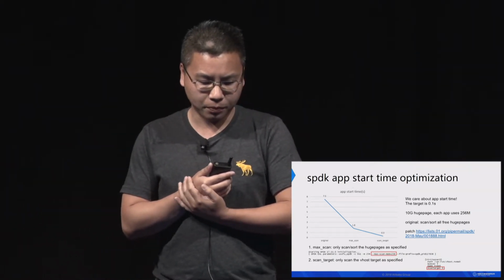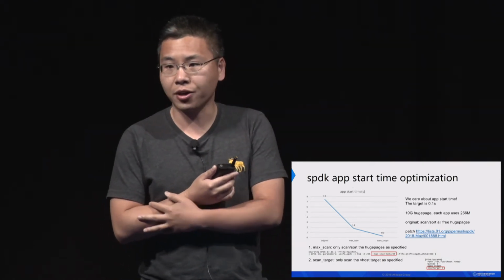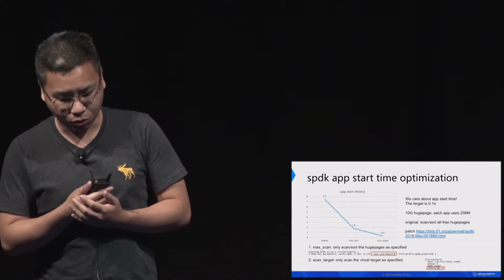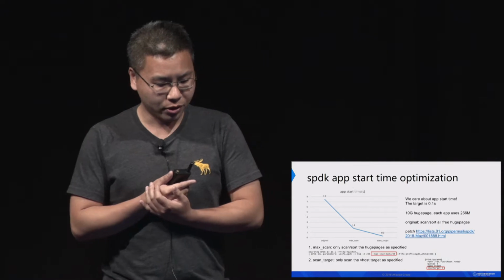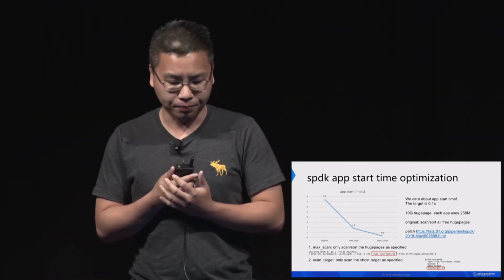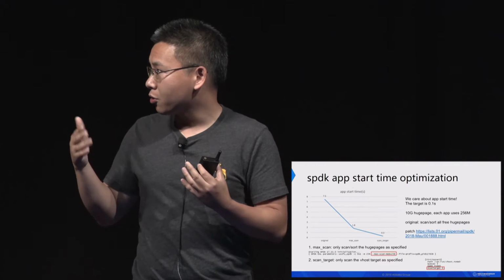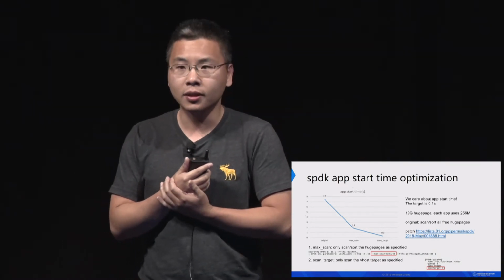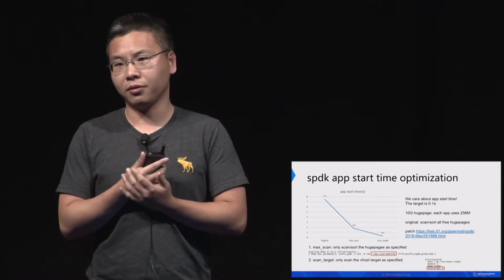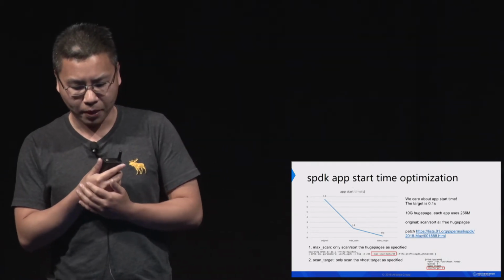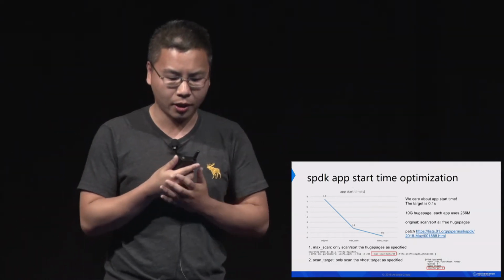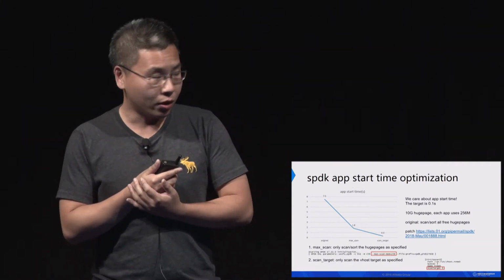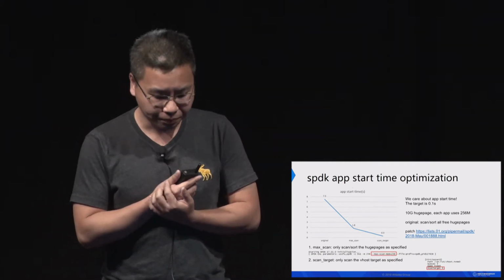Here's an example. In my test system, I use 10 gig of huge pages, and every application uses 250 meg of huge pages. The original upstream code will scan and sort all the huge pages, even though the application only uses about 256 megabytes of huge pages. It will still scan and sort all the free huge pages, so it takes a long time. For this example, it takes about 7.5 seconds.